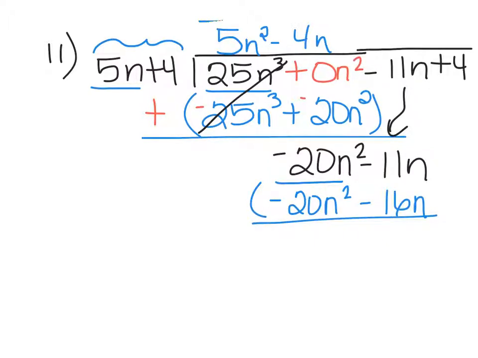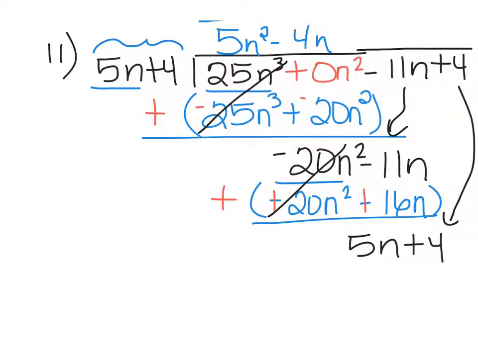Same thing, I'm going to subtract all of this. When I subtract, I'm really distributing the negative or adding the opposite. So negative times negative makes this positive. Negative times that negative makes this positive. And I'm going to add. So these guys cancel. Negative 11n plus 16n is going to give me a positive 5n. And I'm going to bring down this plus 4.